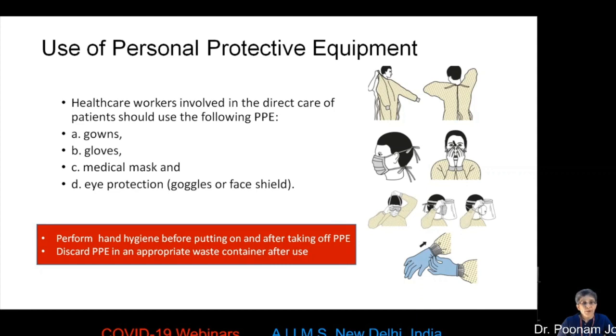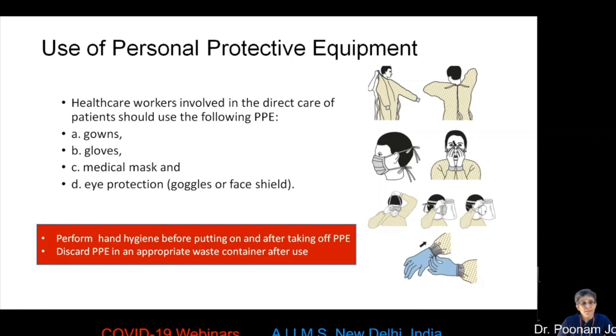Selection of personal protective equipment should be done very carefully, considering the nature of activities we are involved in. For example, when we are performing aerosol-generating procedures, where aerosols are likely to get generated, such as endotracheal suctioning, bag and mask ventilation, non-invasive ventilation, or when assisting with bronchoscopy. As nurses, when we are assisting with bronchoscopic procedures, we have to make use of personal protective equipment. And then we also have to perform hand hygiene before putting on and after taking off PPE. Discard PPE in an appropriate waste container after use.